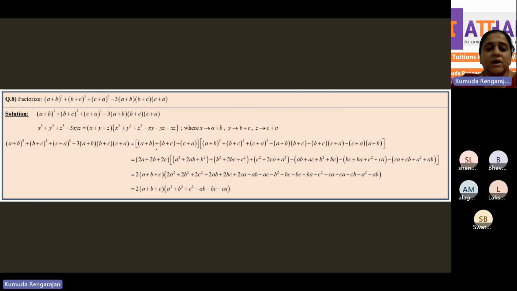Now open the brackets. And whenever there's something common, we take it out. So 2 is common, so bring it out. In the bracket, you'll have 2 of (a plus b plus c). Correct? In the bracket.